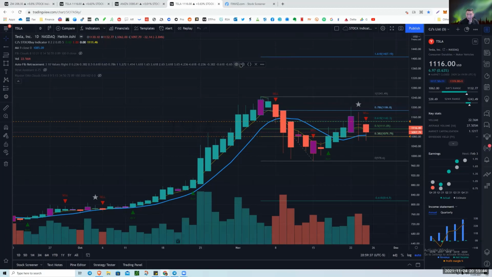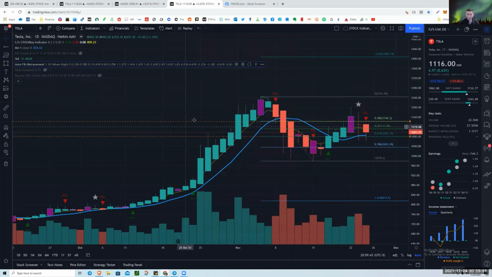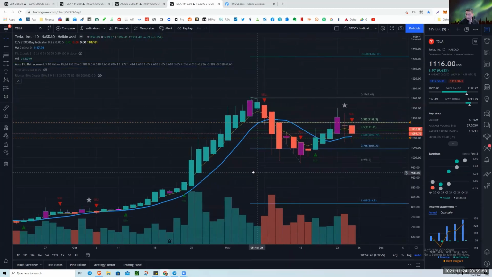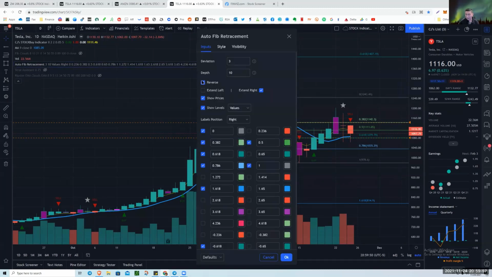Now, another thing that you can do with this is that you can reverse the auto fib retracement so that the numbers are, wait, did it just change or did it not change? Yes, it did. Okay, here we go.